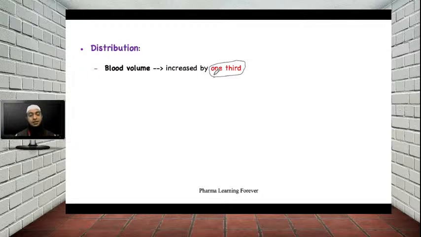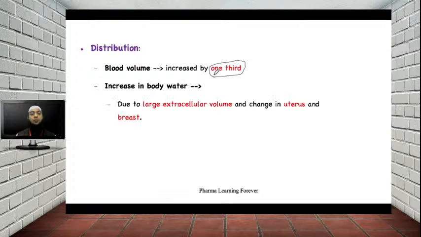Okay, so this is what happens to the blood volume. Let's see what happens to total body water in pregnant women. There is an increase in body water due to large extracellular volume and changes in the uterus as well as the breast. The size of both the uterus and the breast is increased in pregnancy.